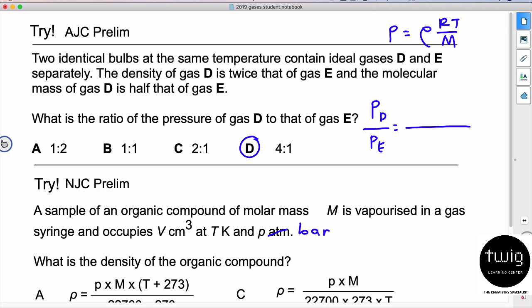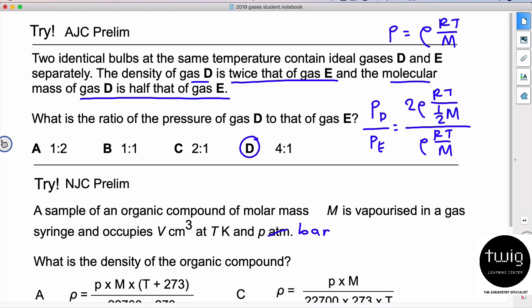But for those of you who didn't manage to do it, this is how I'm going to show you. Pressure is density RT over M. It was proven already, so I'm not going to redo it. So pressure for E, just put density RT over M. Then look at D. The density of gas D is twice that of gas E, so I'm going to put down 2 density. And the molecular mass of D is half that of gas E, so I'll put half M. Just simplify, really you get 4:1, because 2 over half is 4 already. Everything else will just cancel out. Make sense? So that's how you do it.